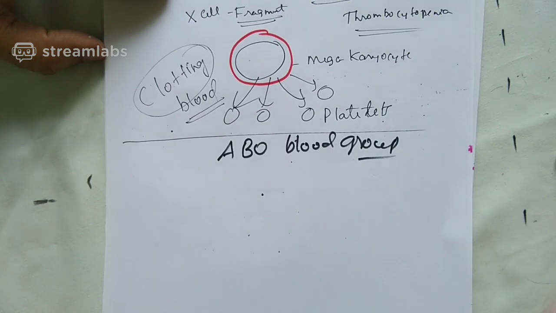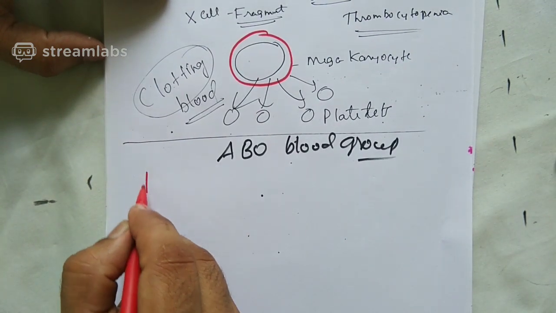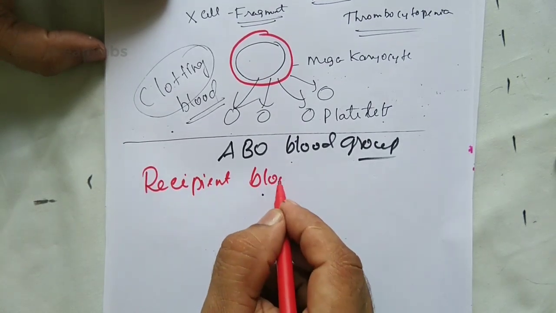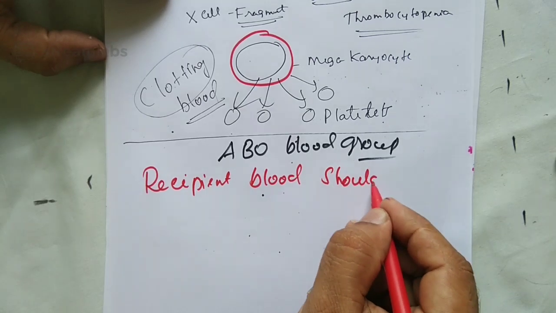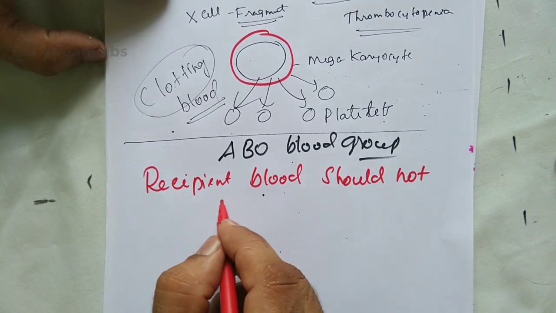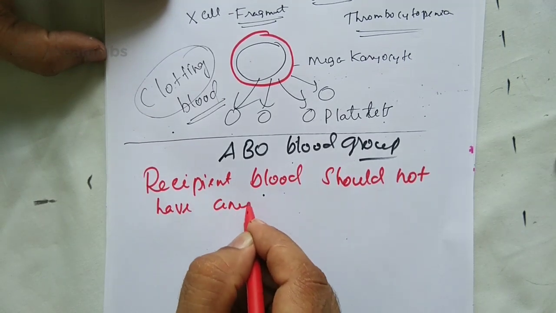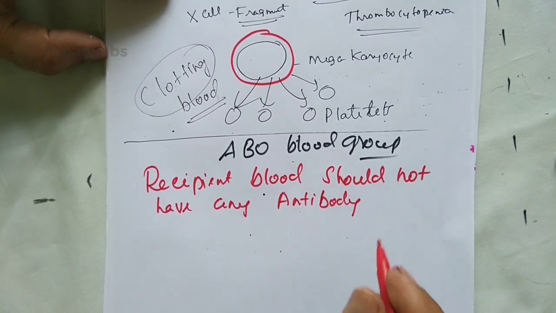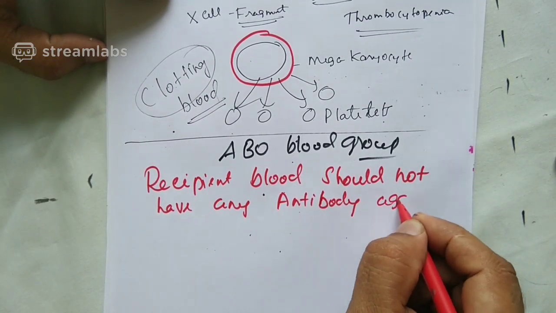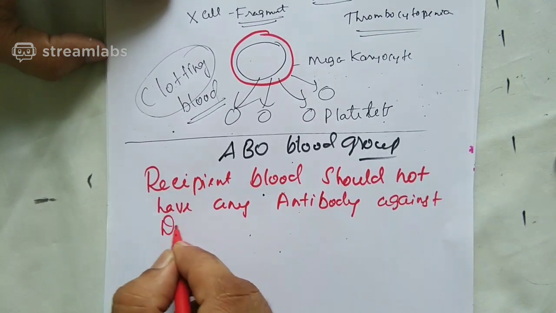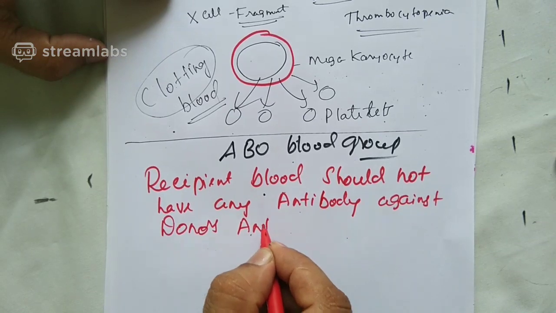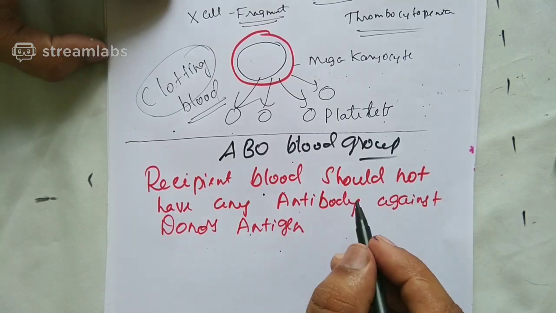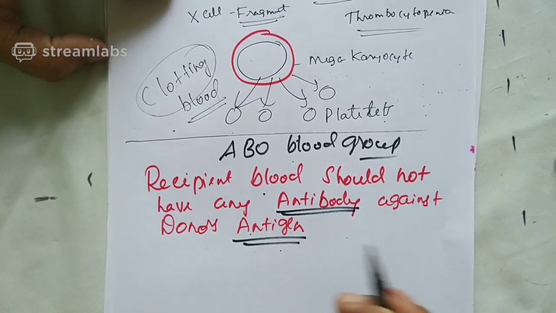I'll make one statement. This statement you have to remember. Recipient's blood should not have any antibody against donor's antigen. This is the principle regarding blood donation. Recipient blood should not have any antibody against donor's antigen.